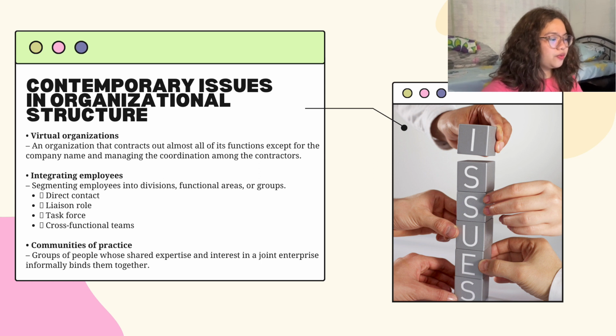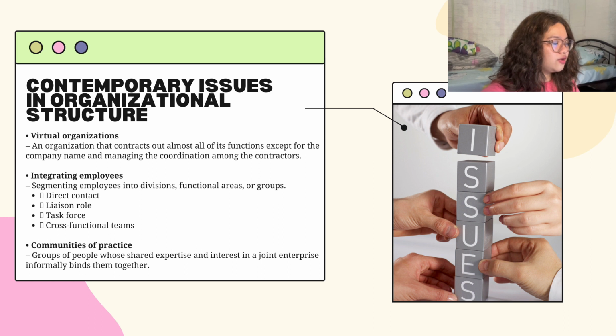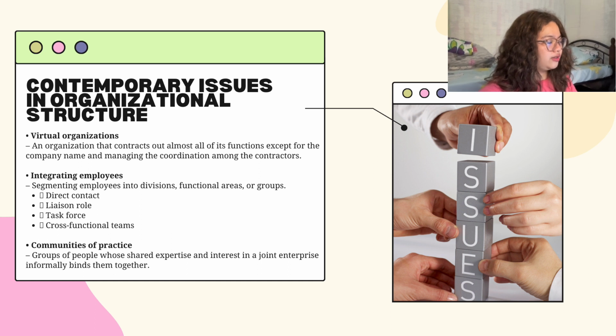Next is integrating employees. It refers to the process of helping new employees feel comfortable and welcome in their new work environment, and ensuring they are equipped with the knowledge, skills, and resources they need to perform their job effectively. This process is also known as onboarding or orientation.